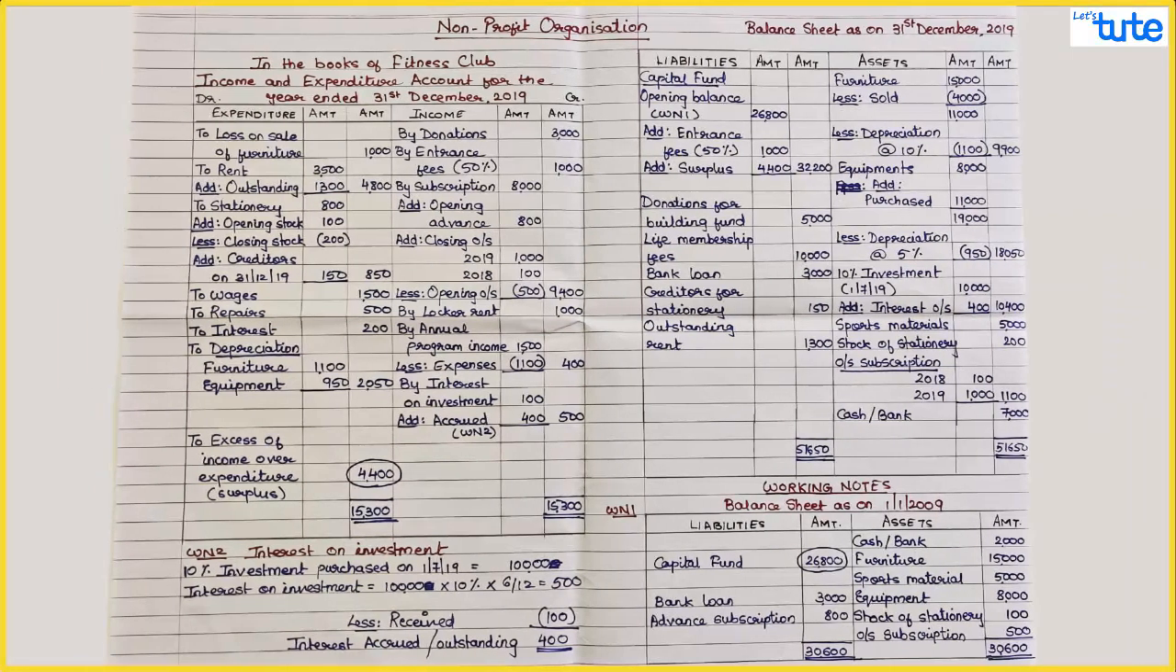Lastly, be careful while totaling. Capital fund balance from the opening balance sheet will go to the closing balance sheet on the liability side as opening balance of capital fund. Balancing figure of income and expenditure account, that is surplus or deficit, will be added if surplus or deducted if deficit from the capital fund, and finally our balance sheet should tally at the correct figure.